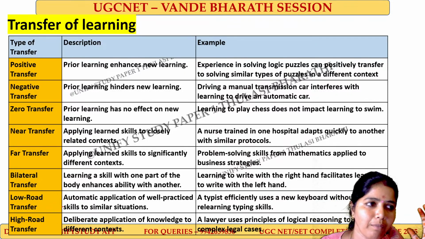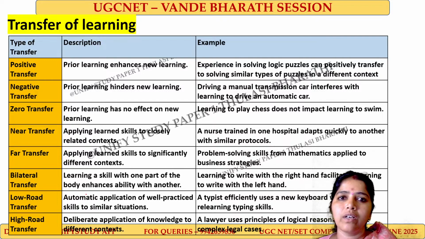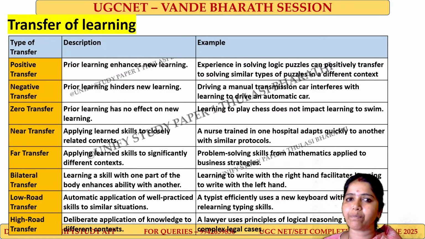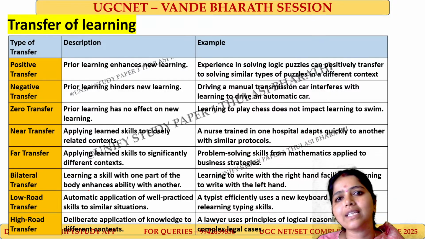Low road transfer means what? Automatically my mind goes and applies something without any conscious effort. Unconsciously, when I am able to do something, that's called low road transfer. I am very good in typing. Now if I am given a new keyboard, I can easily do it automatically because the same pattern will be there. So easily I will be able to do it.